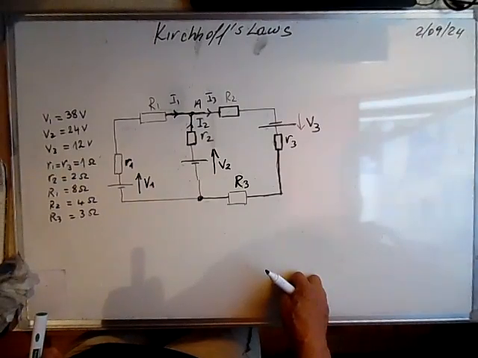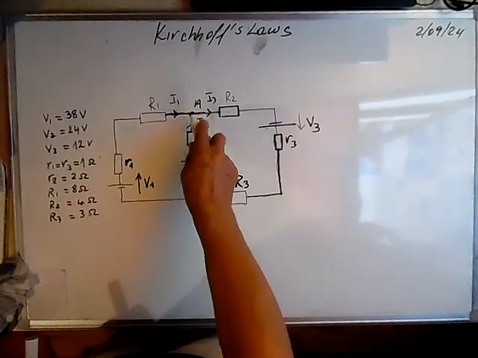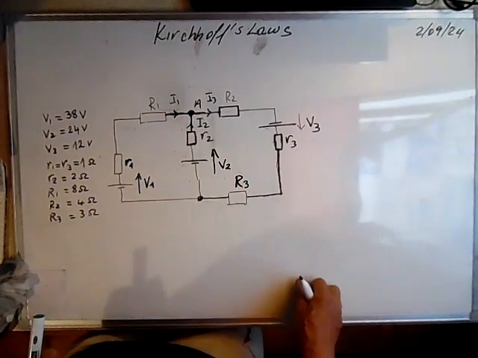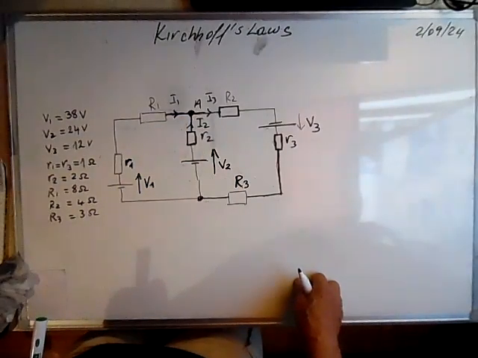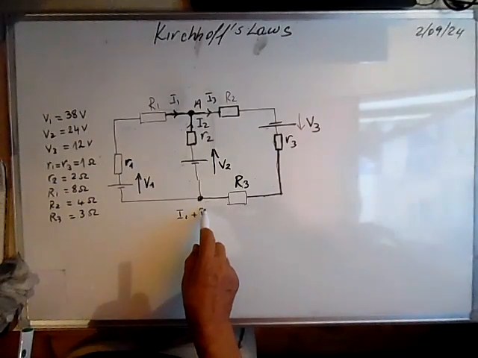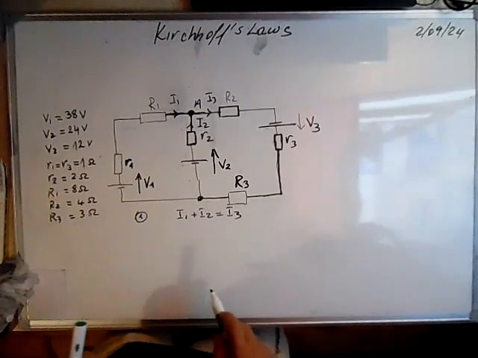Well, we have to use Kirchhoff's laws. First law: we can write that the algebraic sum of the currents at a node is 0, or the sum of the entering currents should be equal to the sum of the currents coming out of the node. Well, we can write that I1 plus I2 is equal to I3. This is the first equation.